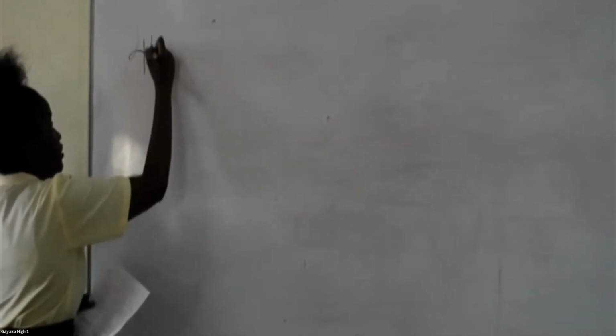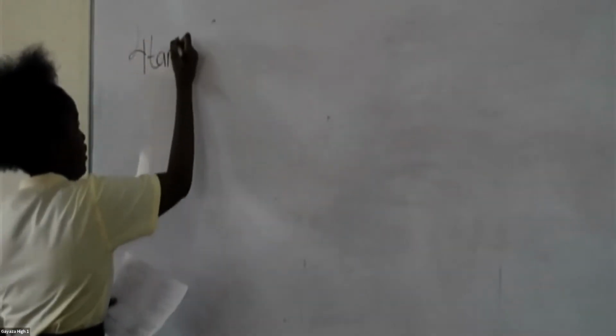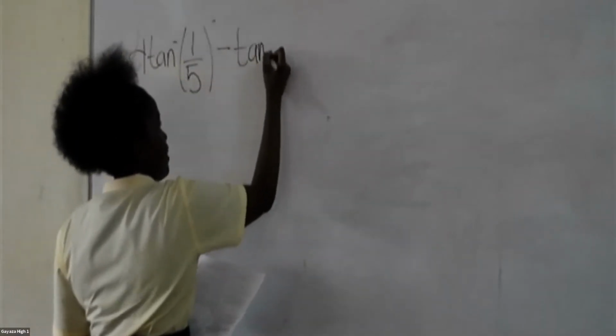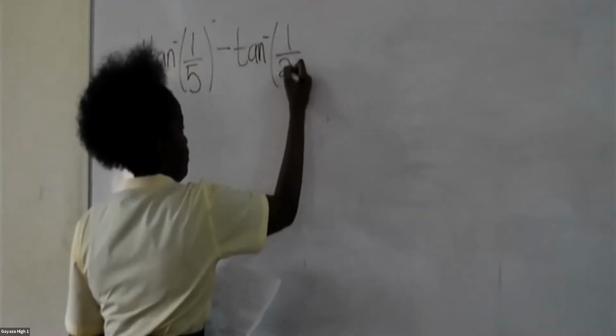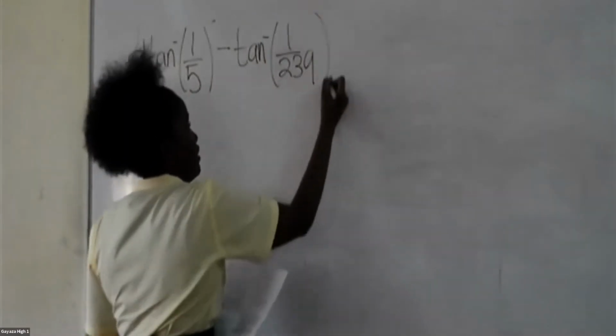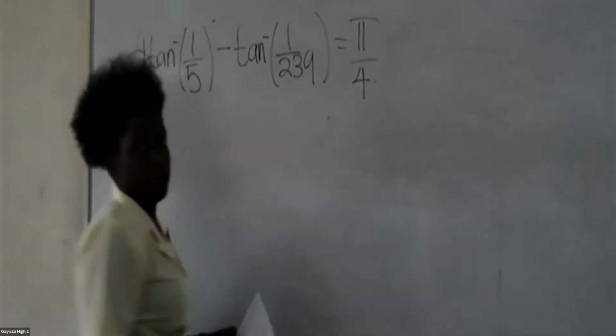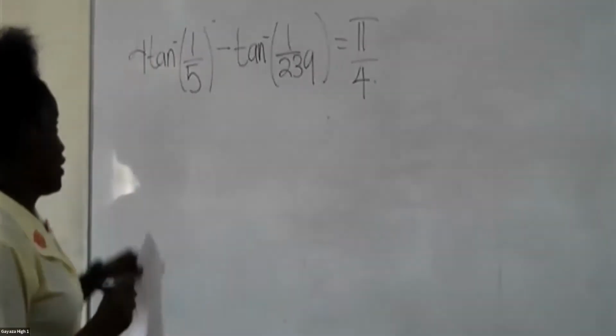I'll be presenting question 3B in the section of trigonometry. So the question says, prove that 4 times tan inverse of 1/5 minus tan inverse of 1 out of 239 is equal to π/4. So I'm going to opt to take the left-hand side.